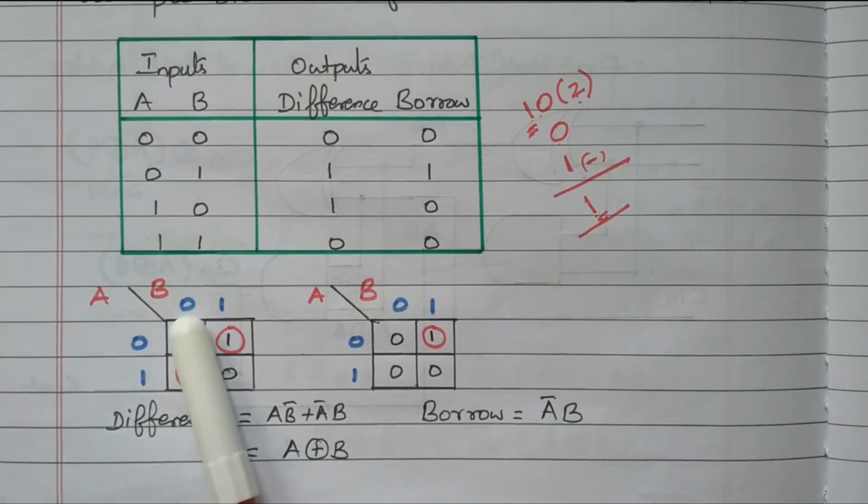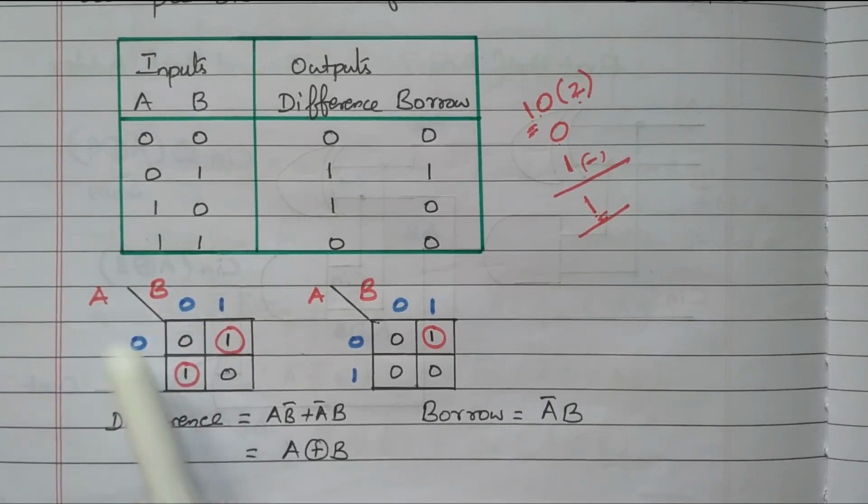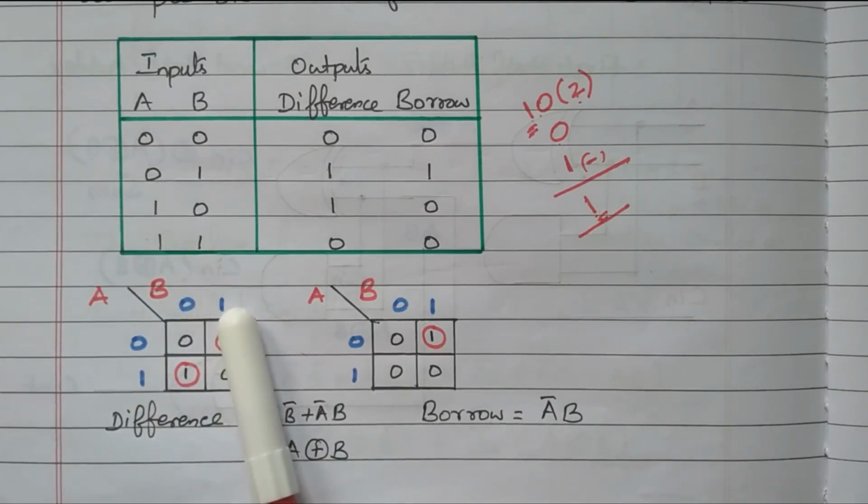The first column is B 0, so that is B bar. So A B bar, A B bar. While referring to this, you have to refer to the first row. First row is 0, 0 means A bar. Second column is 1, 1 means B, right? A B bar plus A bar B. By using K map also we can give.